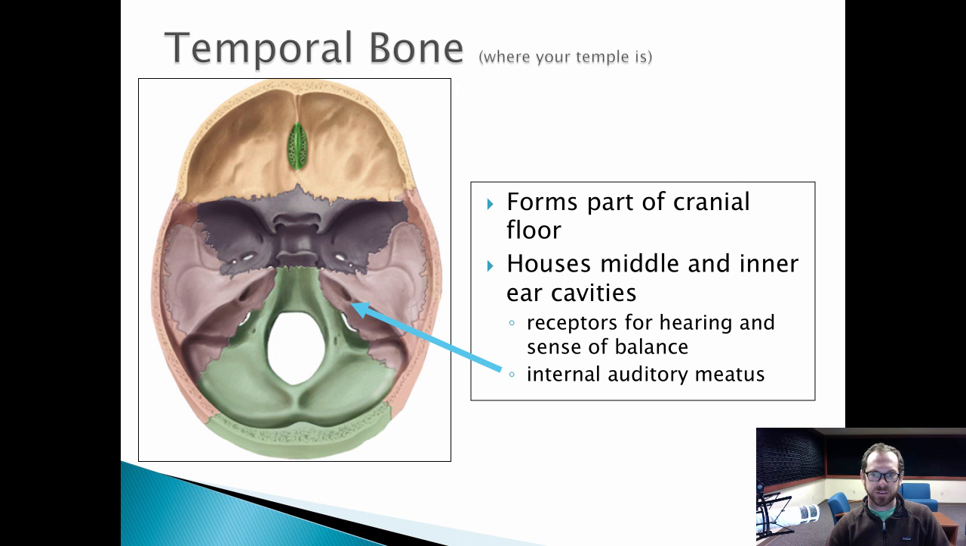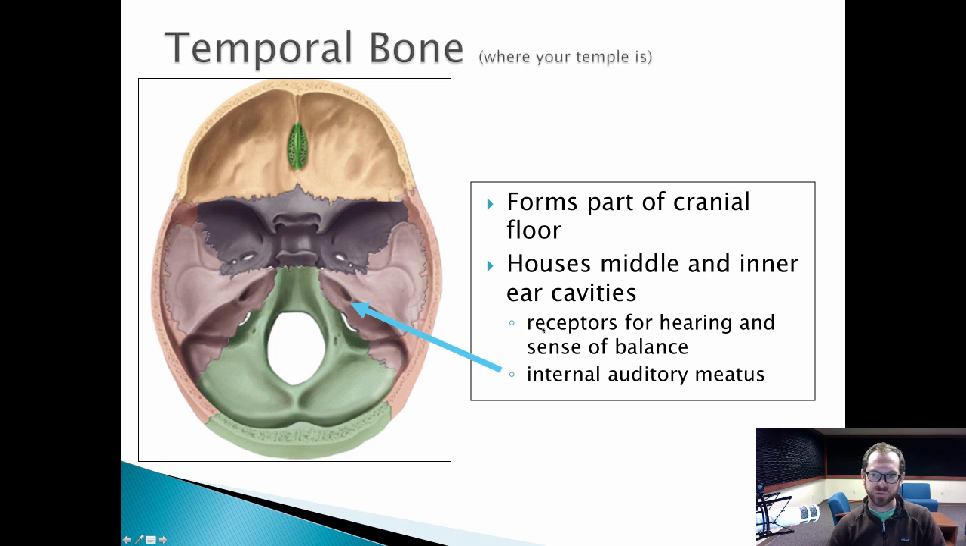Now we're looking at a transverse section of the skull, and we're looking from the superior side of this transverse section. And the temporal bone is highlighted with this blue arrow here. And we've got one temporal bone here in purple and the other in purple here. And we're representing the internal auditory meatus. We had the external from that lateral view, but now we're looking internally, and so we have this internal auditory meatus. And this is what's going to house the middle and the inner ear cavities.